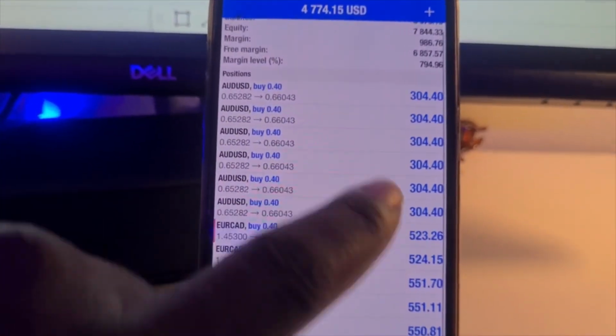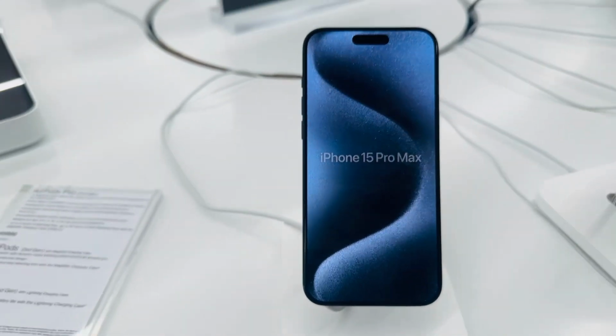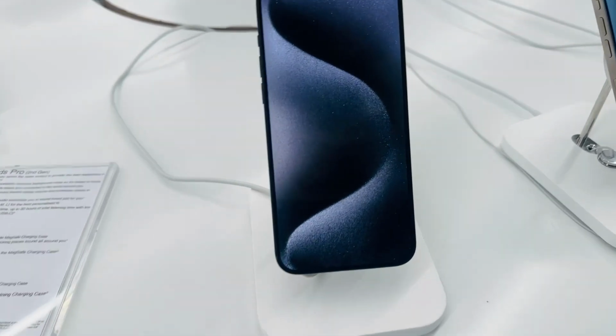I made 4,000 US dollars from this trade. So now I'm going to the iStore to spend all this money buying myself a new iPhone 15 Pro Max. Let's go. I don't want to use the 14 Pro Max no more.